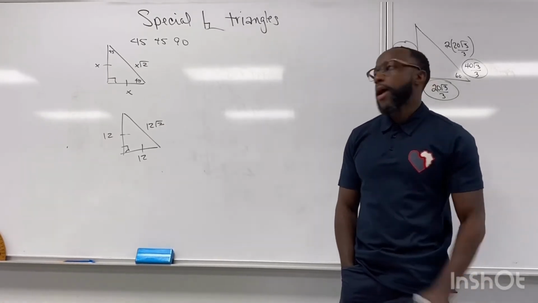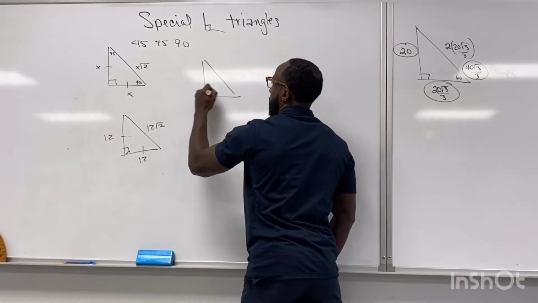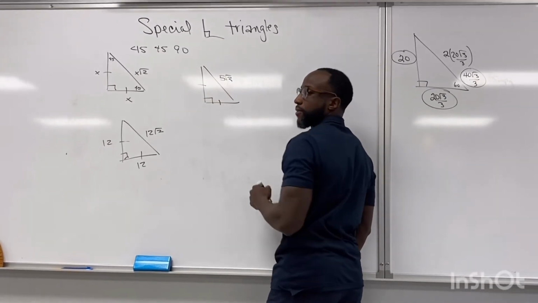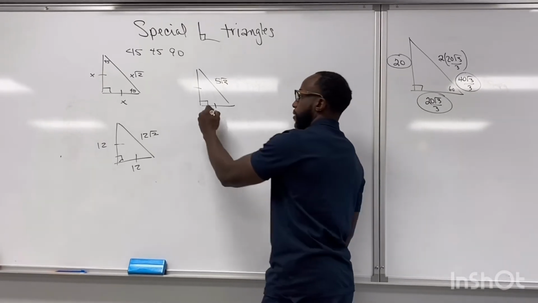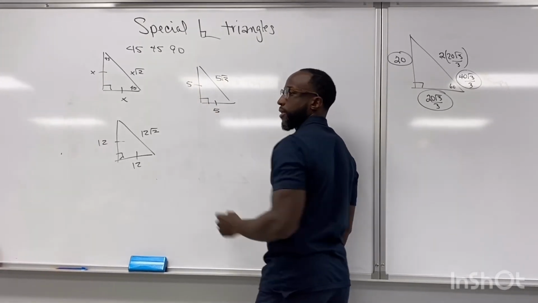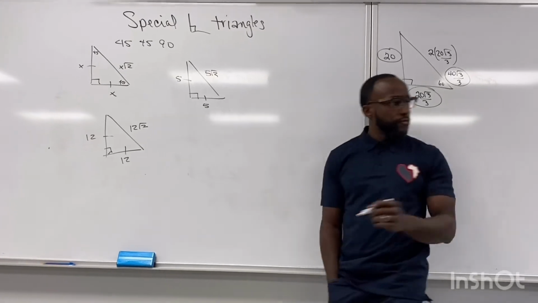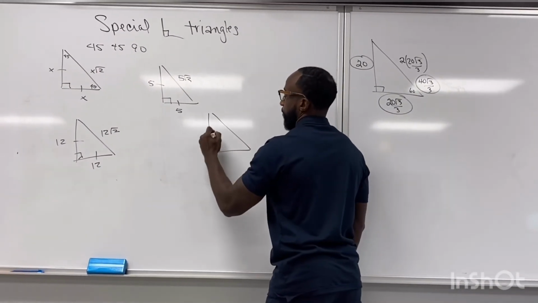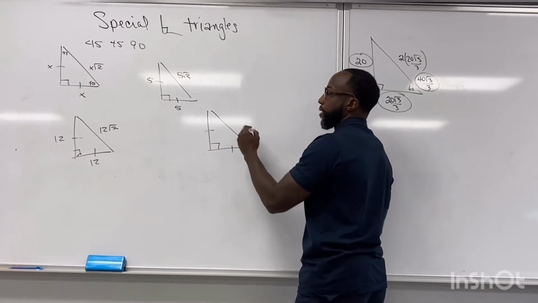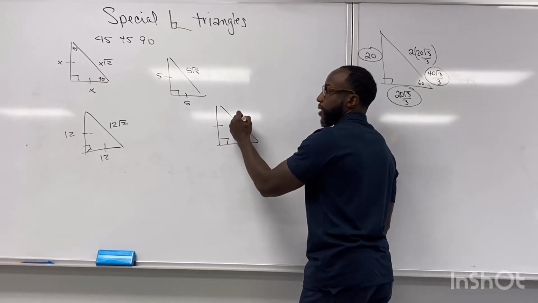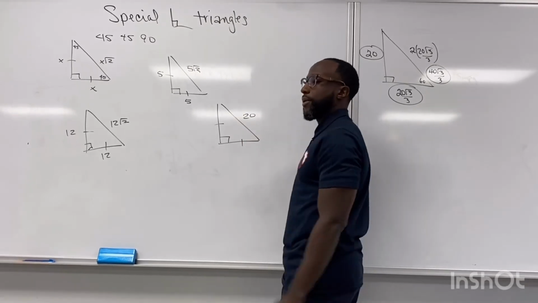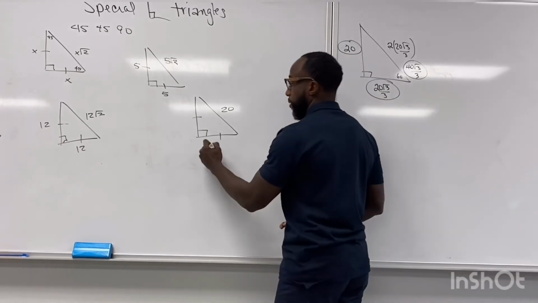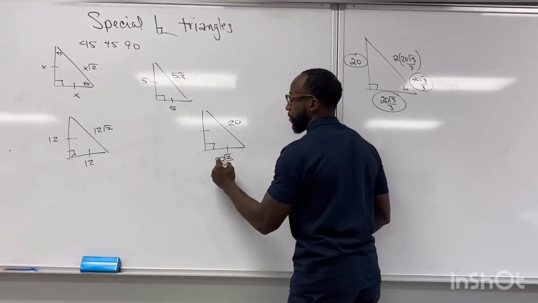Good? All right, one more. If I said this was 5 root 2, what's this? 5. Easy, right? Easy peasy. 5 and 5. What if, though, this becomes a number? Let's make it 20 first, it's an even number, right? If this is 20, then this is going to be 20 root 2 over 2.